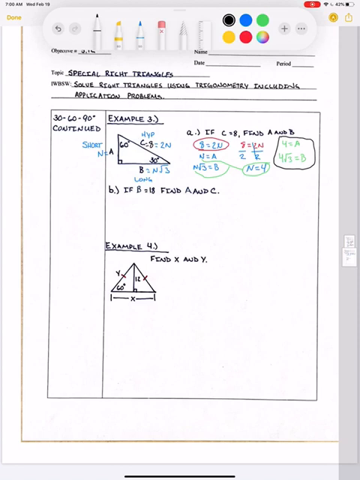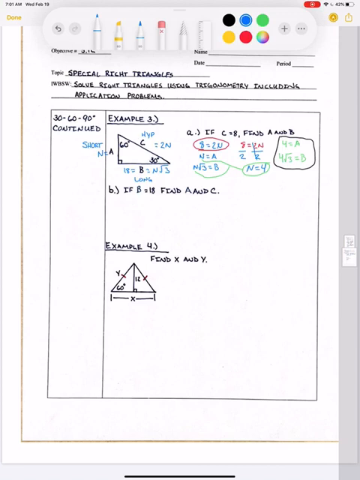Now it says, if B is 18, find A and C. So what we need to do is get rid of that 8 that we used in the first example. Okay, and I'm going to trade out B. I'm going to place in an 18. So the sides don't change. We still have the short side is A, the long side is B, the hypotenuse is C. The only difference here is now we don't know what C is anymore. C is just a mystery, and so is A.